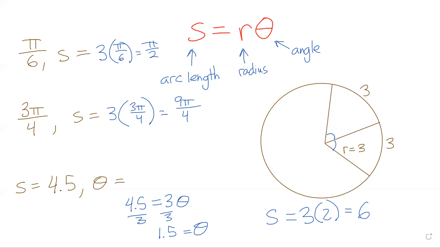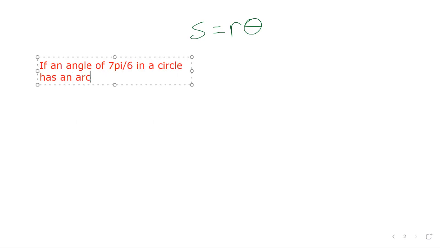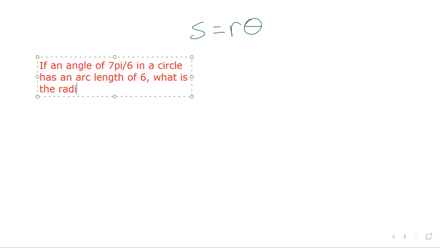In fact, we could even do one more version where I say, if an angle of 7 pi over 6, I can't make the pi symbol on here, at least not easily, in a circle has an arc length of 6, what is the radius? Radius of the circle.